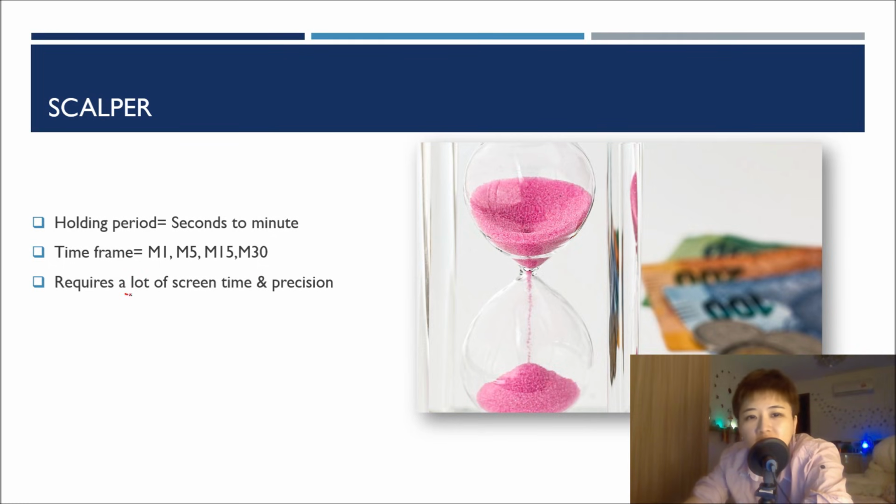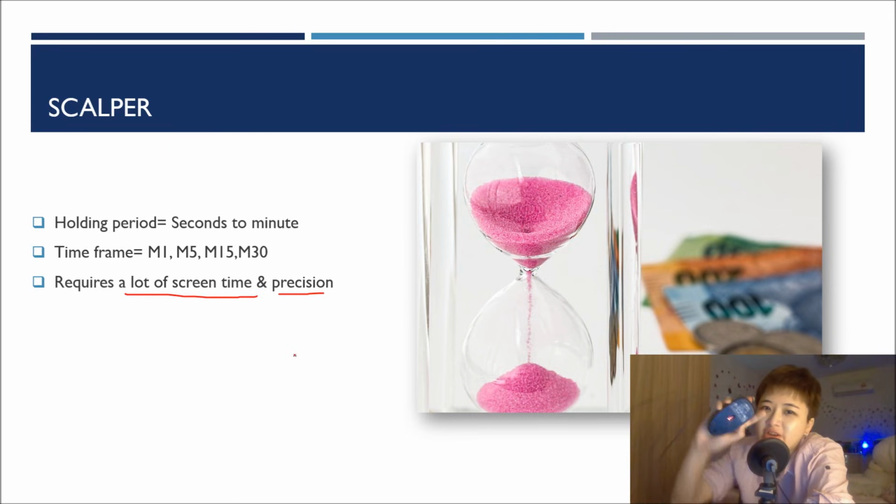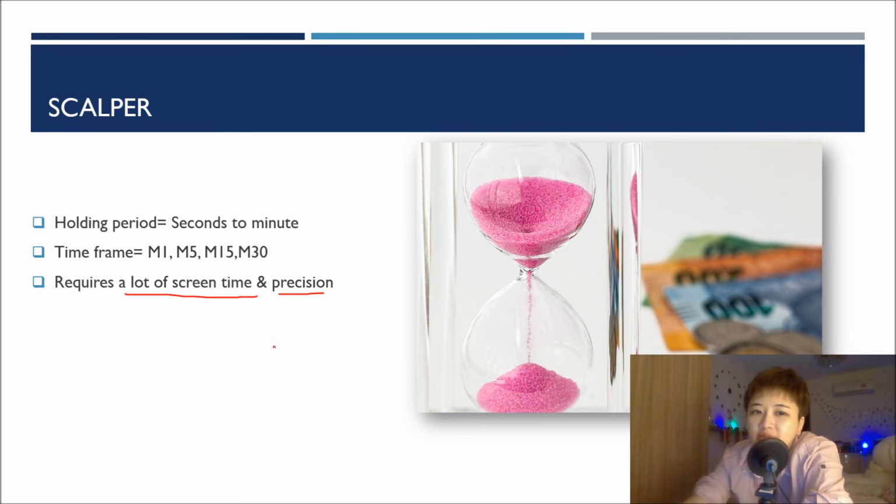And this requires a lot of screen time and precision. So if you're a good gamer, you have your mouse skills, then you should become a scalper. The reason why I don't encourage scalping to a lot of retail traders, beginner retail traders, is because first thing first, chances are you're making a broker rich every single time you open a trade.